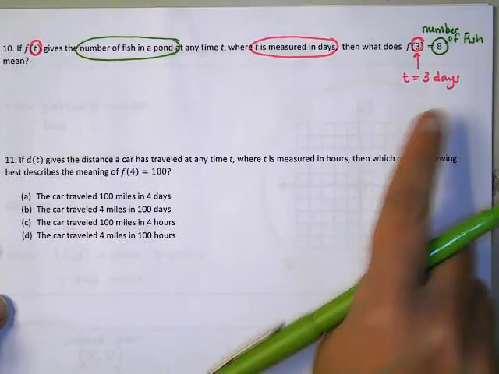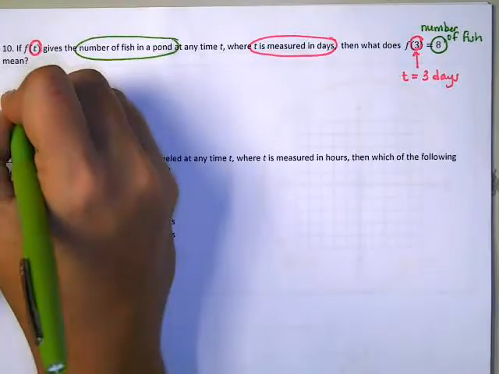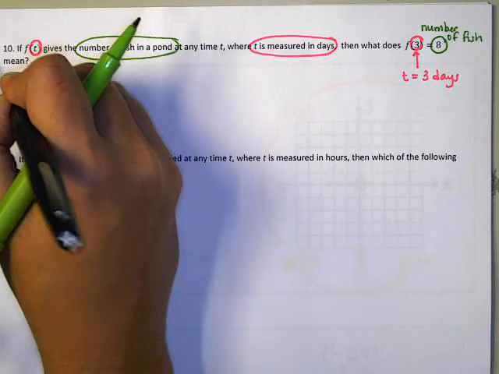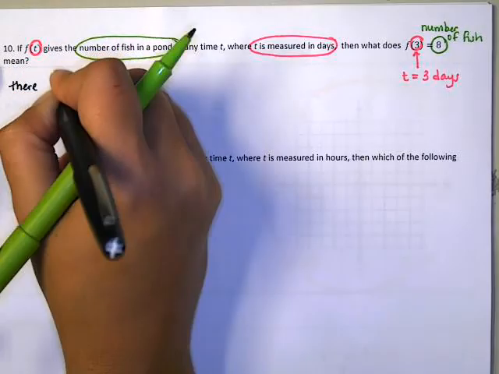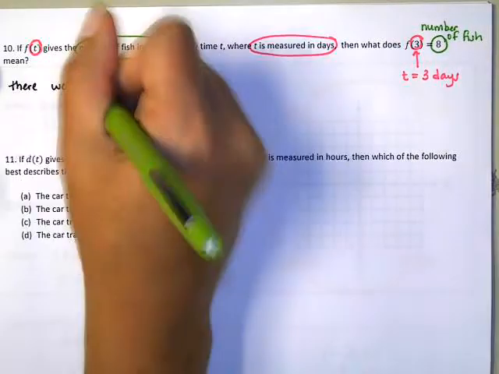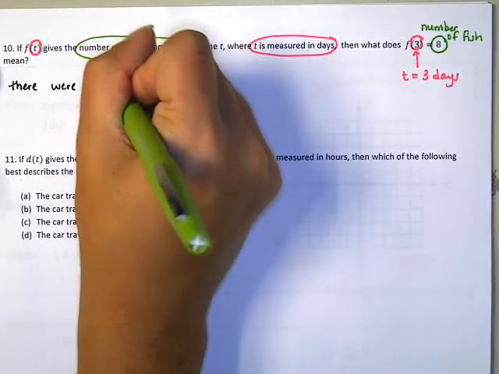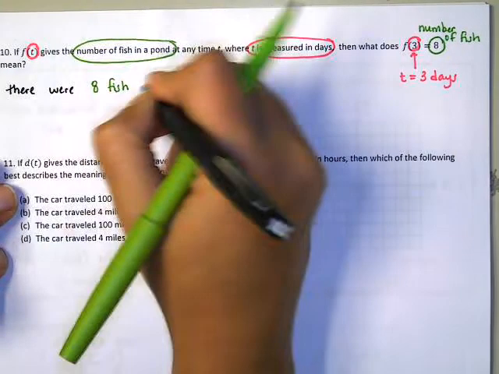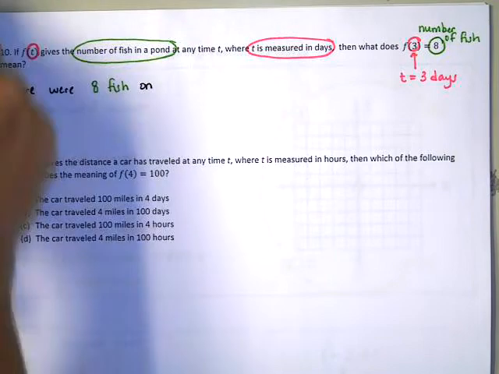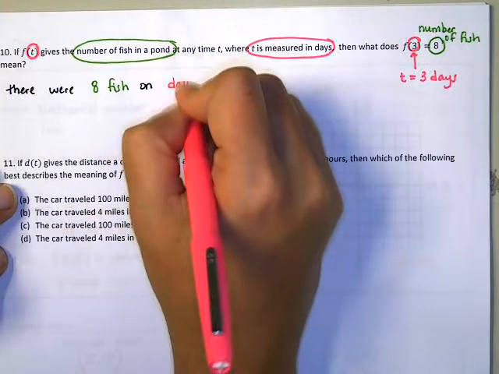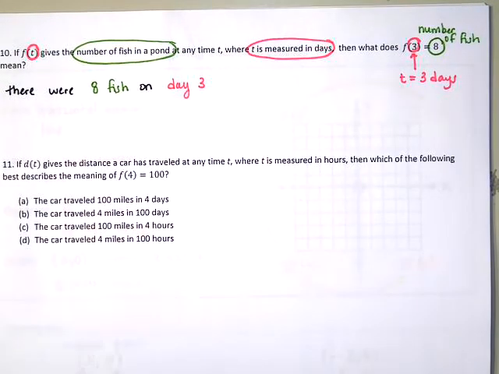In other words, this means that there were 8 fish on day 3, or on the third day.